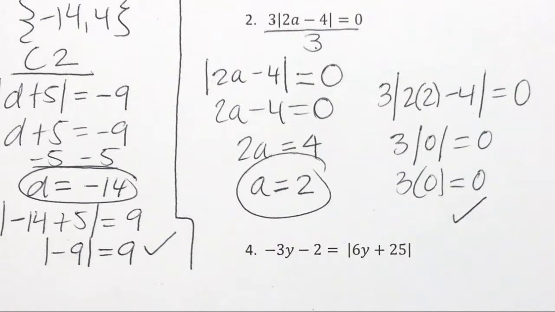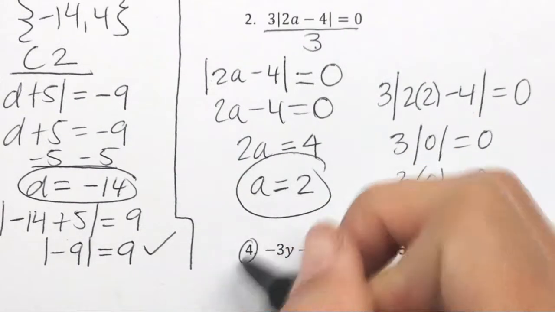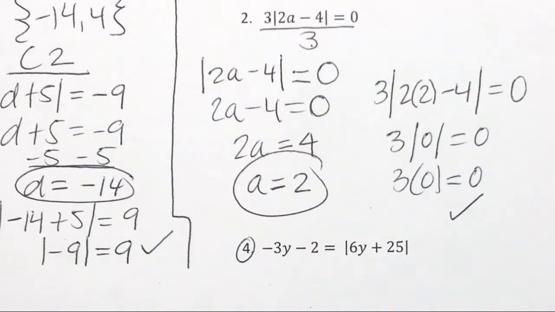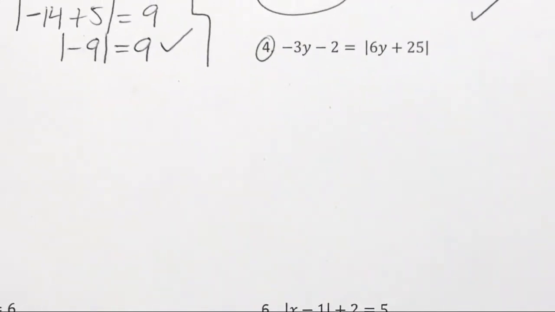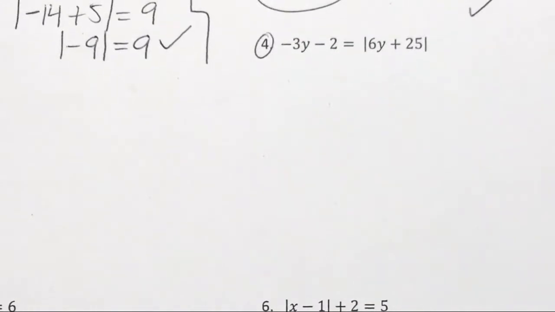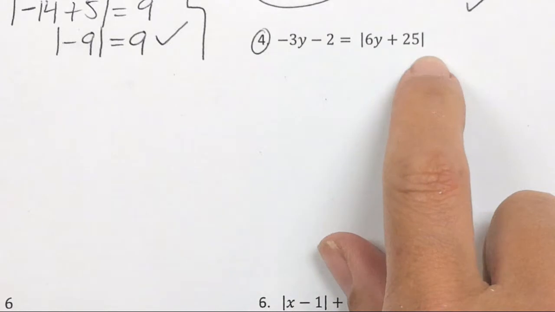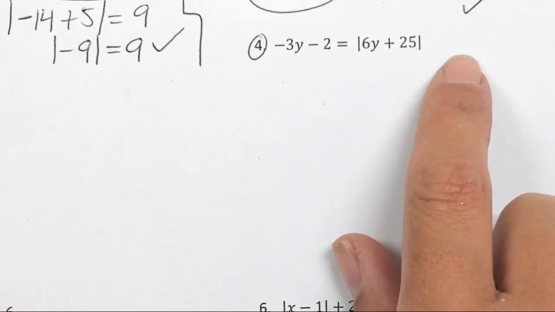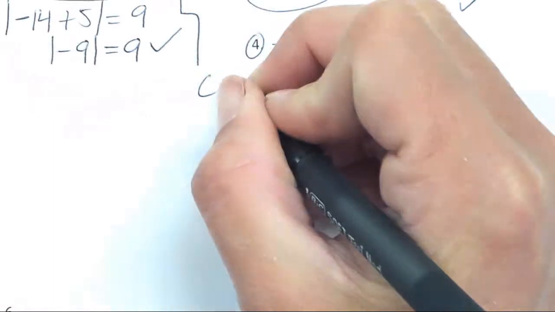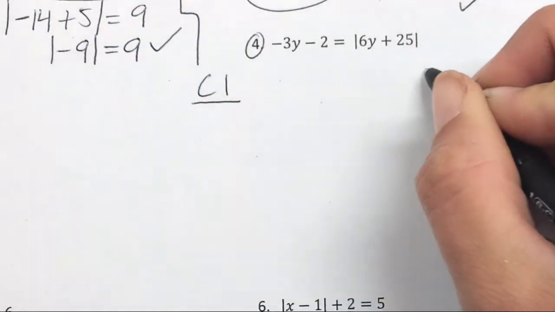So pick which 2 you want to do together. 4 and 5? Okay. That'll be fine. So on number 4, is the absolute value by itself? Yes. There's nothing being multiplied, divided, added, or subtracted, correct? So what do we do from here? Case 1 and case 2, correct? Tell me what case 1 would be.